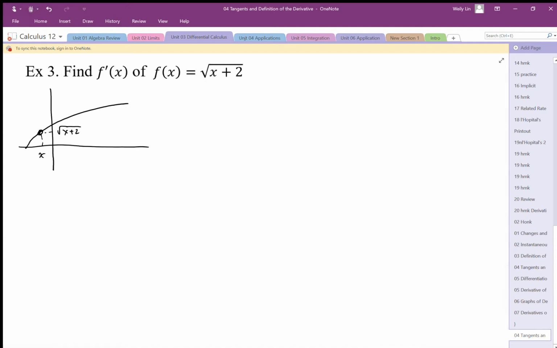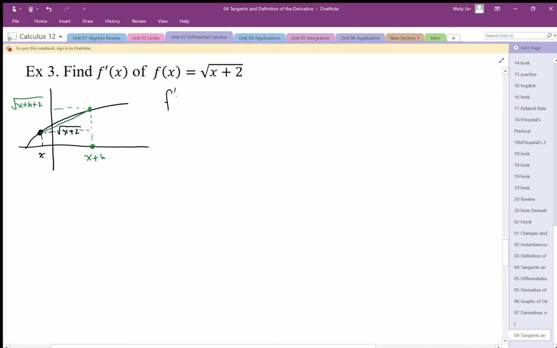And then find another coordinate, somewhere around here. We'll say that's x plus h. And we know that the height of the graph there is going to be square root of x plus h plus 2. So we want to find the rise and run between those two points, and then bring those points close together and find the instantaneous tangent slope again. So we're going to set this up again as a limit.